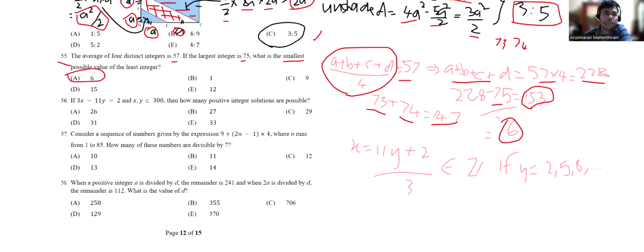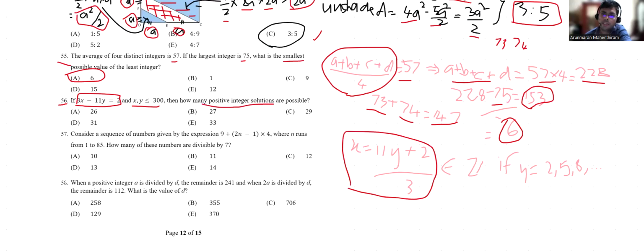Question number 56. If 3x minus 11y is equal to 2 and xy is less than or equal to 300, then how many positive integer solutions are possible? So I'm going to make x the subject in this expression. 3x is equal to 11y plus 2. Therefore, x is equal to (11y plus 2) by 3. Here, the question is how many positive integer solutions are possible. So x is an integer if y takes these values.